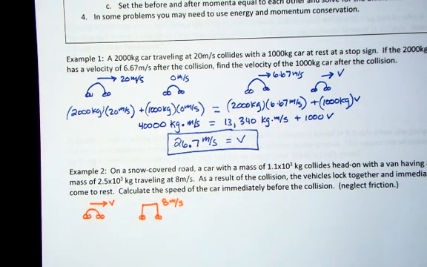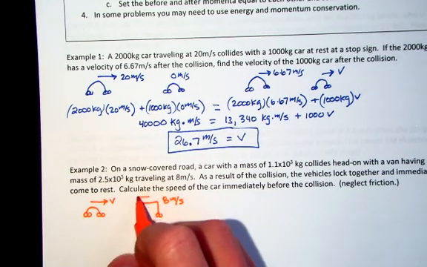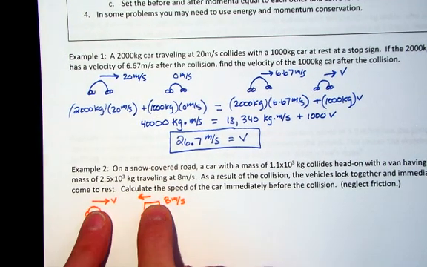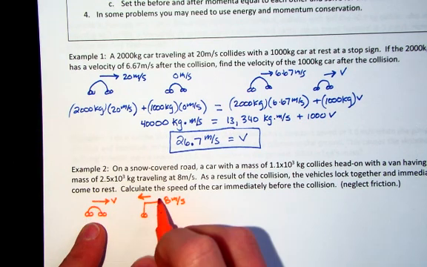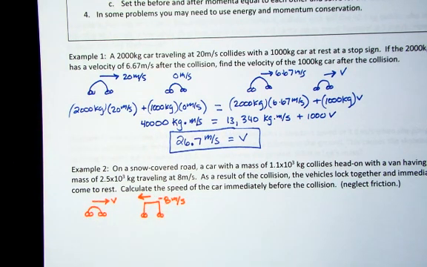But this is where we need to be careful. What is the direction the van is going? Good, toward the car. And therefore, I have to pick one of these to be positive, one to be negative. I'm going to make this one negative. So we have negative 8 meters per second. So we're writing the velocity here, not just the speed.